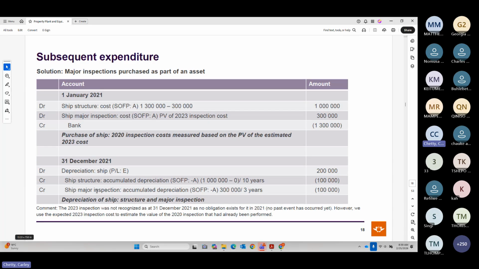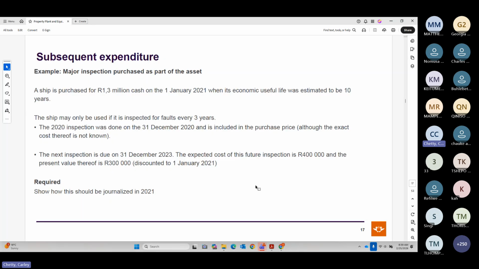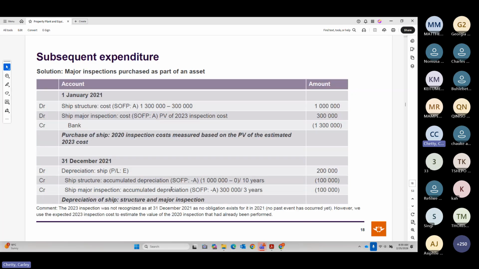Then when we look at the ship major inspection, that had a different useful life to the rest of the ship. The ship inspection needs to be performed every 3 years. So that is the useful life of the inspection. So we are going to depreciate the ship major inspection over 3 years. So we're going to go 300,000 Rand divided by 3 years, and that is going to give us 100,000 Rand.